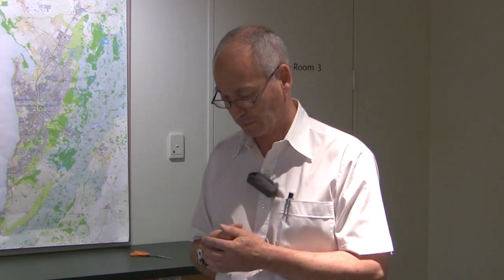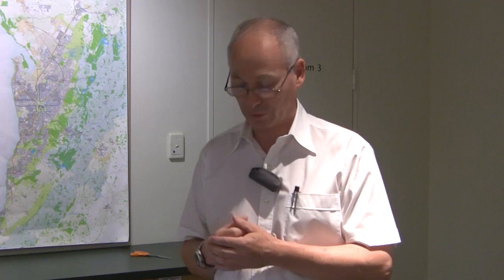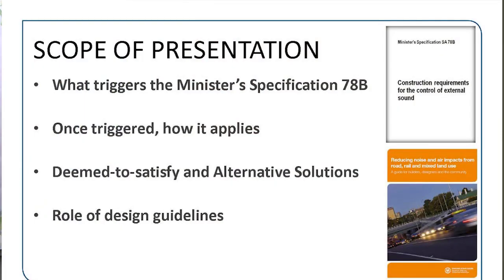The result is that we have a proposed noise and air emissions overlay to go into council development plans, and we have a new minister specification dealing with the construction requirements for the control of external sound. The scope of this presentation is to look at, first of all, what triggers the minister specification, then once triggered, how it applies, then the use of deemed to satisfy and alternative solutions, and finally, to help you through it all, we have design guidelines.